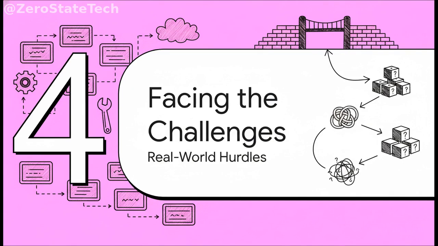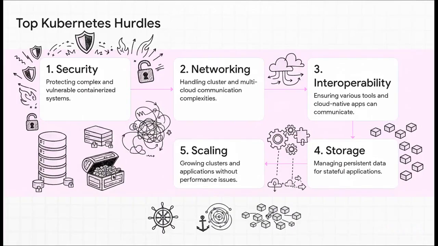But to really get a handle on Kubernetes, it helps to take a step back and look at the bigger picture, the common systemic hurdles that pretty much every team runs into when they try to adopt this stuff at scale. And here they are. When you look at surveys and listen to community feedback, the same 5 hurdles pop up again and again. Security, networking, interoperability, storage, and of course, scaling.